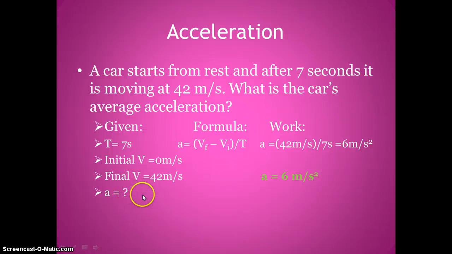a equals question mark. Here's our formula. This is vf minus vi, which is actually our delta v, or the change in velocity, divided by the time. So 42 minus 0 just gives 42 meters per second. Divide that by 7 seconds. You get 6 meters per second squared as our acceleration.